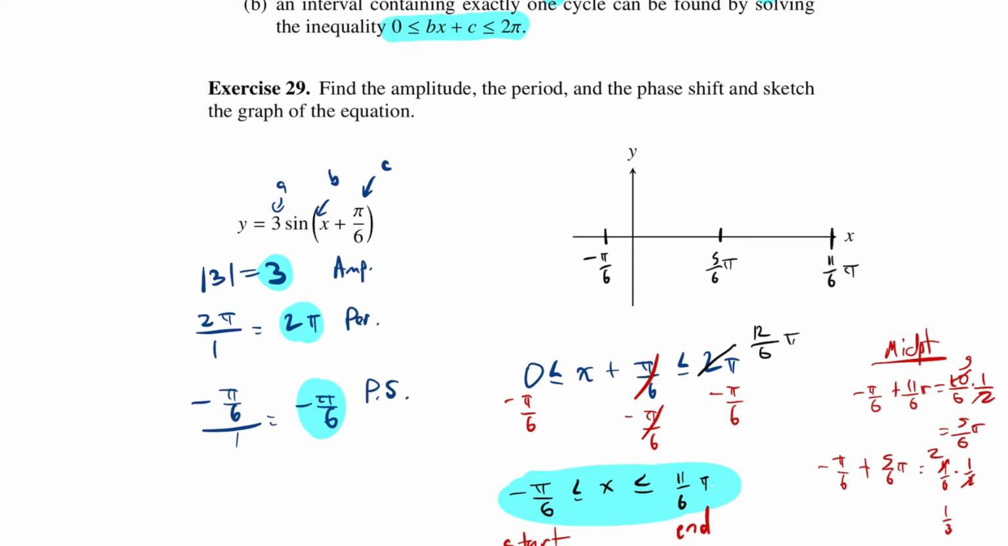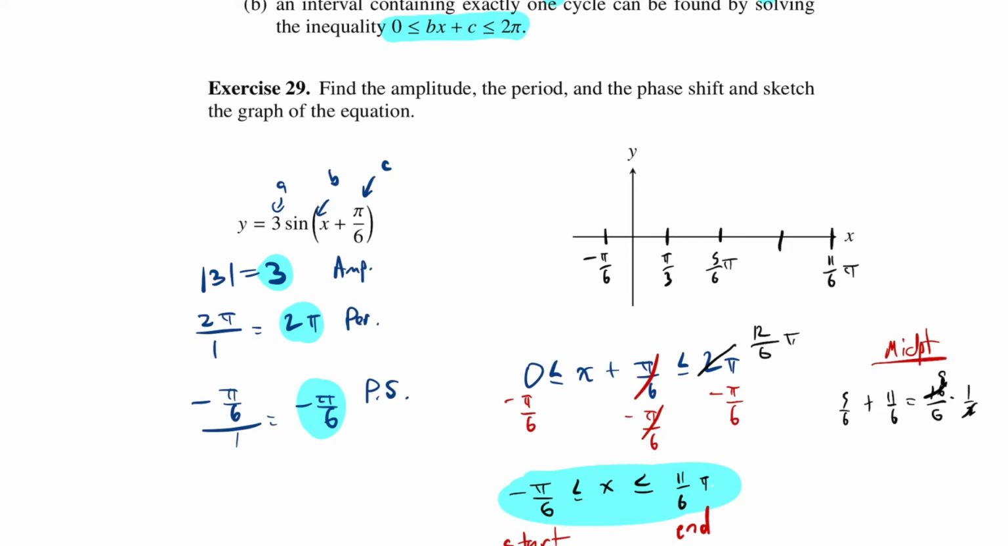Finally, the last one is the midpoint between these two. So I'm going to create a little bit of space here and do the same thing. Add and multiply by a half. So 5/6 plus 11/6 is 16/6 times a half. That's 8/6, which simplifies to 4/3 pi.